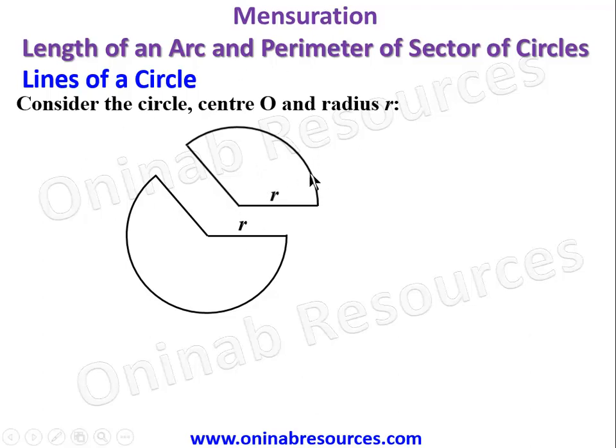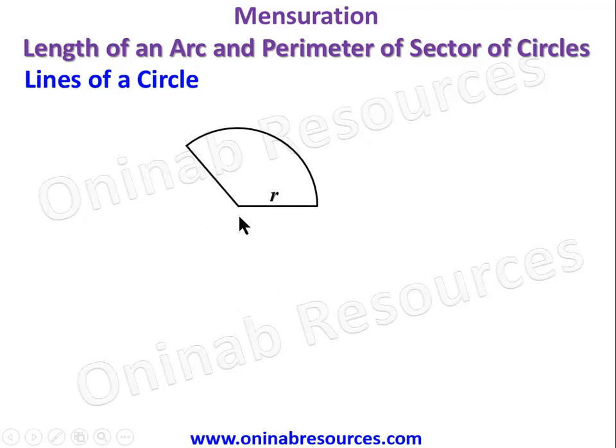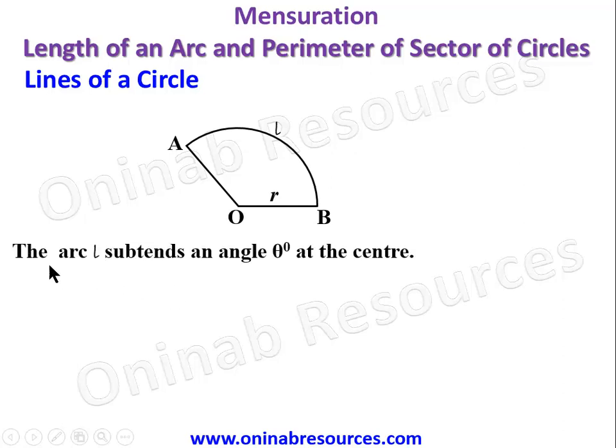If we wish to deal with only one, that is the minor sector, we have it as center O of the circle. Name this point as A and this point as B. Then the curve here, which is called the arc, as L. Now we know that the length L subtends an angle theta at the center of the circle. So this is the center of the circle.